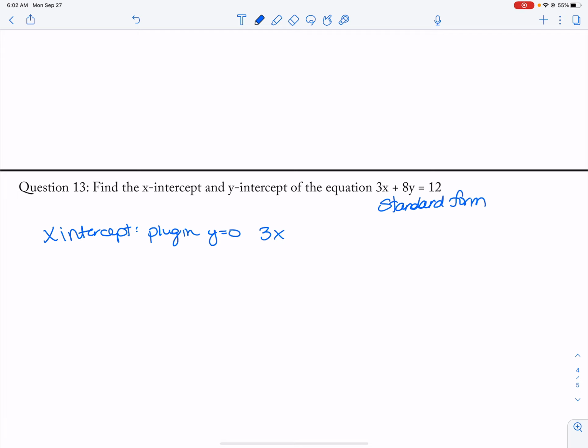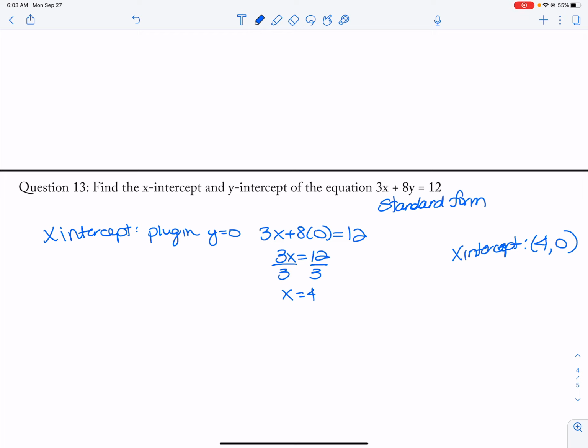So 3x plus 8 times 0 is equal to 12. So 3x is equal to 12. Divide both sides by 3, and I get x is equal to 4. So my x-intercept is 4, comma, what I plugged in for y, which is 0.